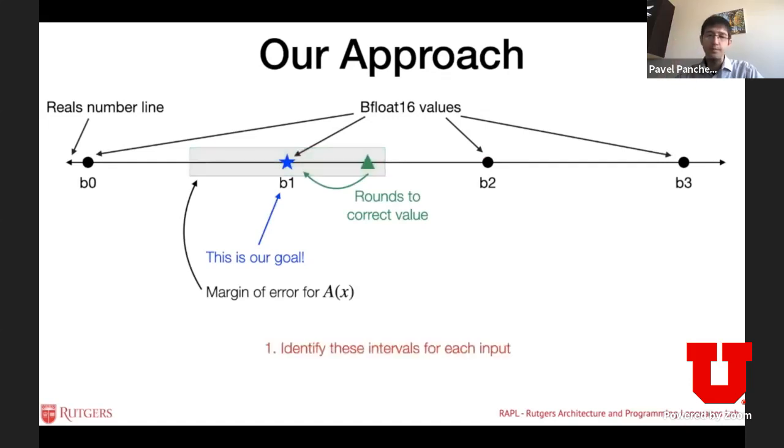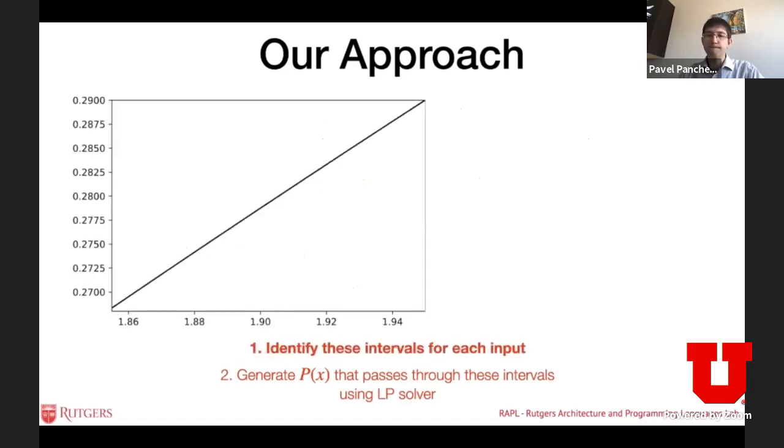So to this end, our approach at a high level has two steps. First, we identify these gray intervals for the output of f of x for each input. This step is inspired by the minefield technique, but the minefield technique has to manually come up with the polynomial approximation. So instead, we generate p of x by using these intervals as linear constraints, and we use linear programming solvers to create p of x. So now let me explain our techniques a little bit more in detail using examples.